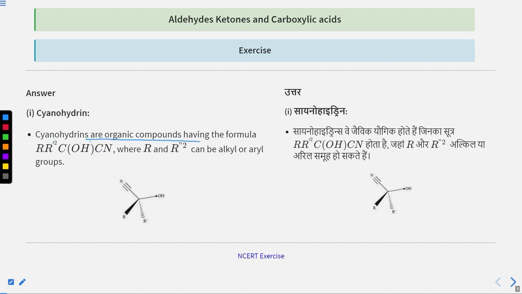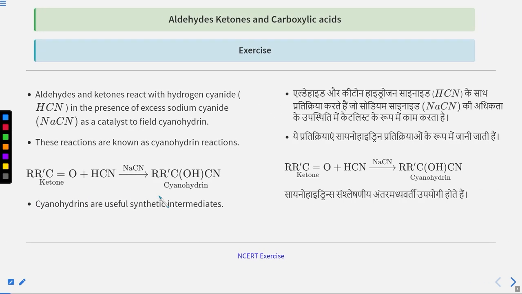So what are cyanohydrins? They are organic compounds which have the formula R2C(OH)CN. You can see that we have a carbon here and CN attached to this, and the same carbon has an OH group. Now next, what will happen? How do we do the reaction of this?